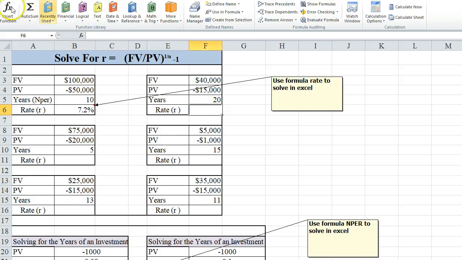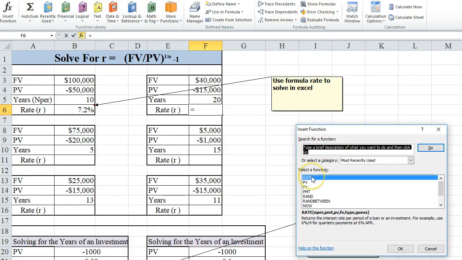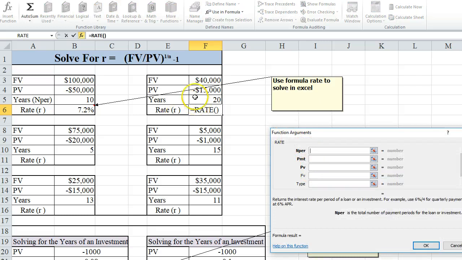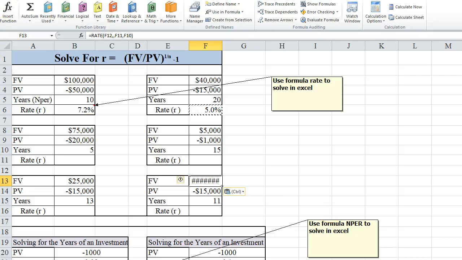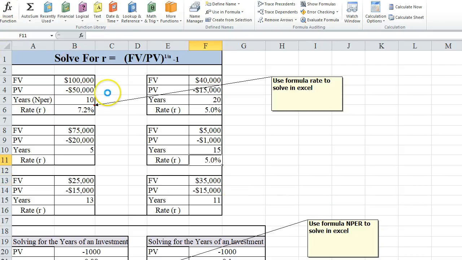So let's do that one more time over here. Use the rate function, N per, present value, future value. Okay, and we get our rate. And then I could just copy this formula. Instead of reusing the function box, I can just copy this formula around to get my rates of return. So that's solving for rate.